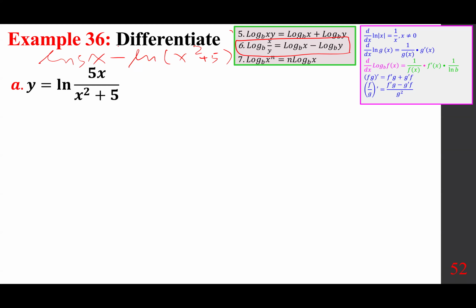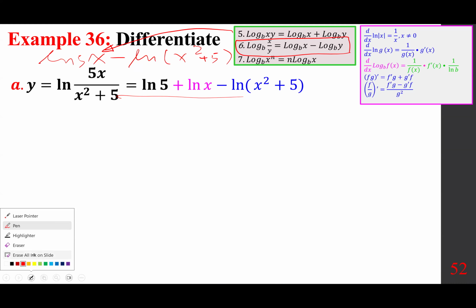And now I'm going to use number 5 and write ln 5 plus ln x. This is completely broken down. So ln of 5x over x squared plus 5 is ln 5 plus ln x minus ln of x squared plus 5. And it's completely ready for the next step. So you want to use your logarithmic properties to decompose it completely. It makes it easier to deal with if you go that route.